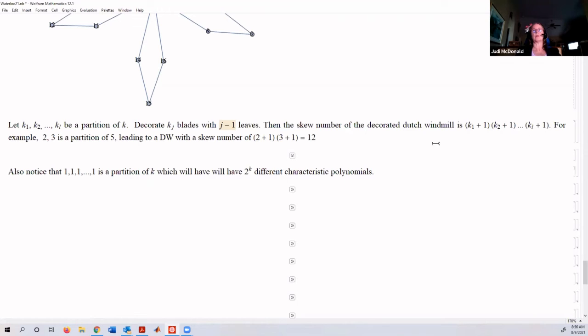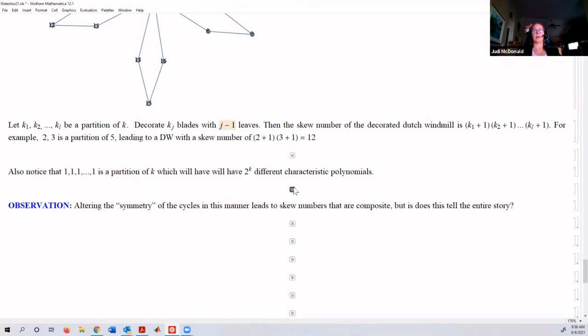So our Dutch windmills and our decorated Dutch windmills give us the endpoints, my least number and my most number. And we were really naively hopeful that this was the whole story. You know, I can get all these composites in between just by altering the symmetry of the cycle, and that should be about all I can do, right?